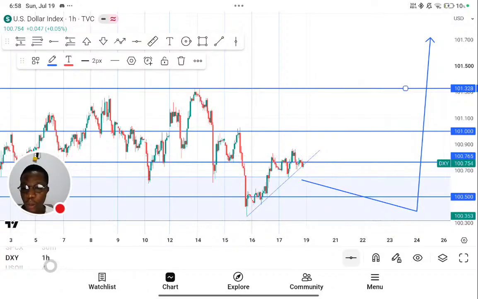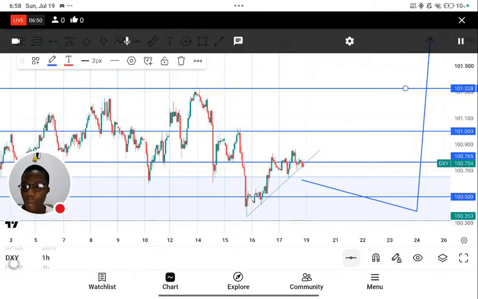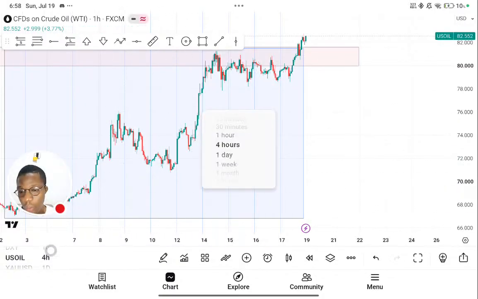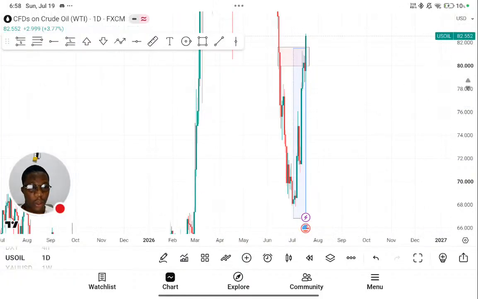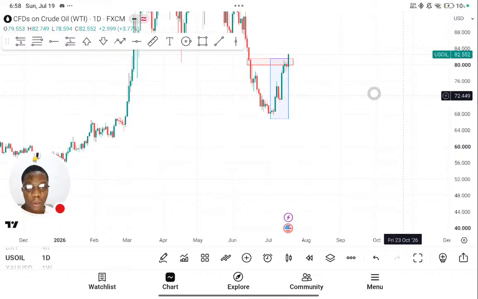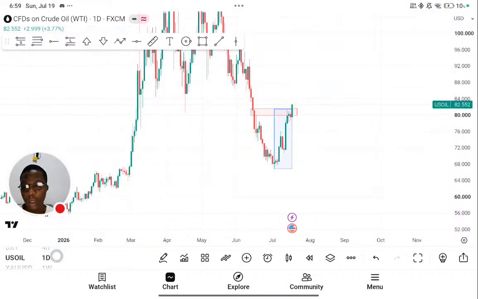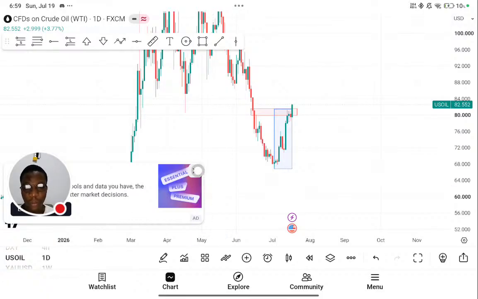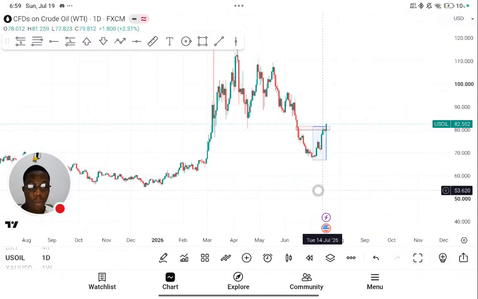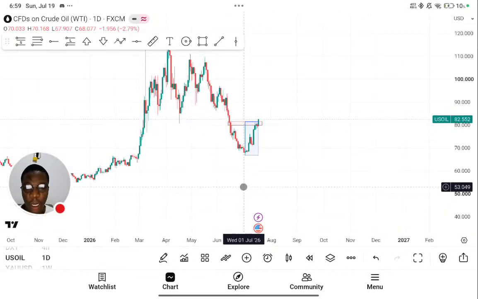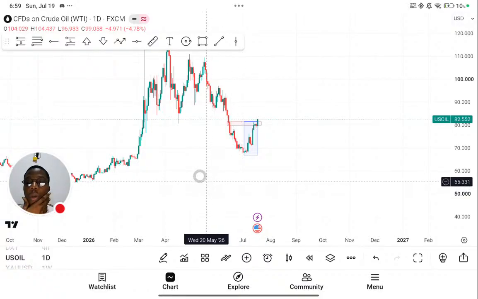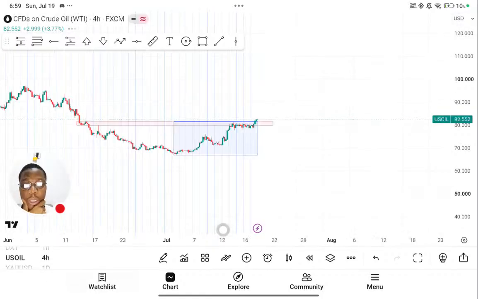Next up, we're going to be looking at the next asset, U.S. oil. Oil has been stuck, neither going up nor down. It's been ranging like this this past week for reasons we don't know. But what's happening on oil right now? A whole lot of fundamental stuff, so it messes with it.